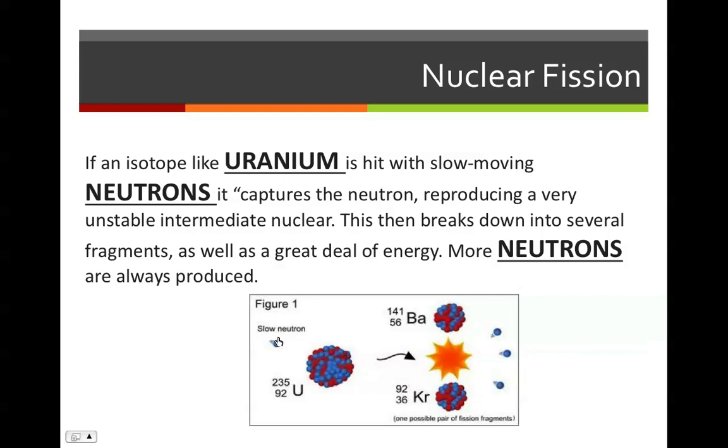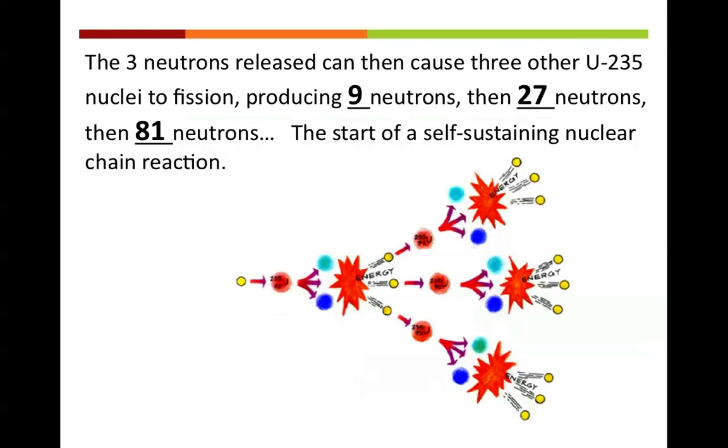So you can see here it's going to get hit by the slow-moving neutron. There's an intermediate unstable nucleus that forms, and then it splits into two separate atoms, producing here 3 neutrons and also energy. Now this is important because this is why we can use this in a nuclear reactor.